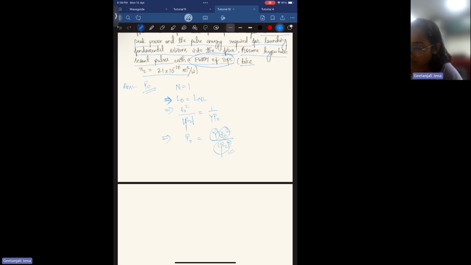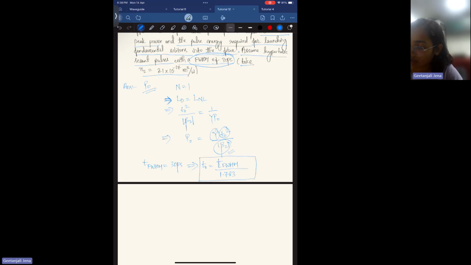So that means T0 is not given. T full width at half maximum is given, it is 30 picosecond. So for the second type of pulses, you can easily find out T0 from the full width at half maximum by dividing it by a factor 1.763. So this is only for the second pulse.